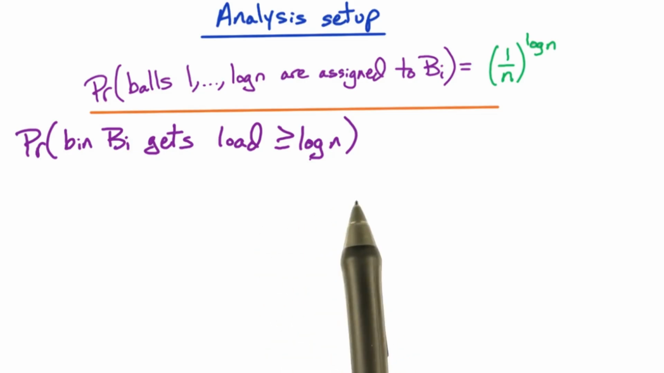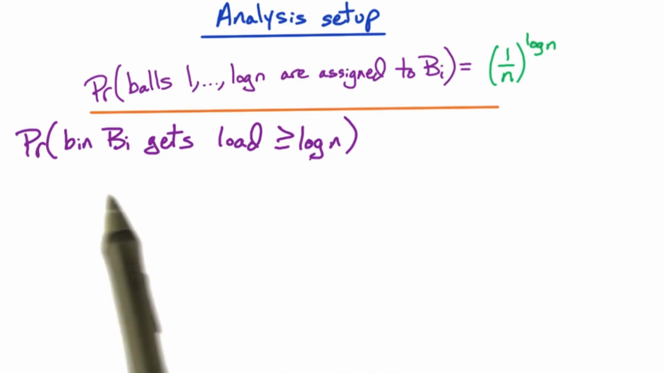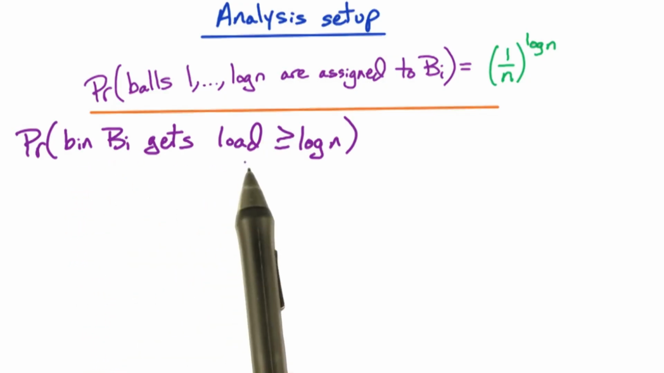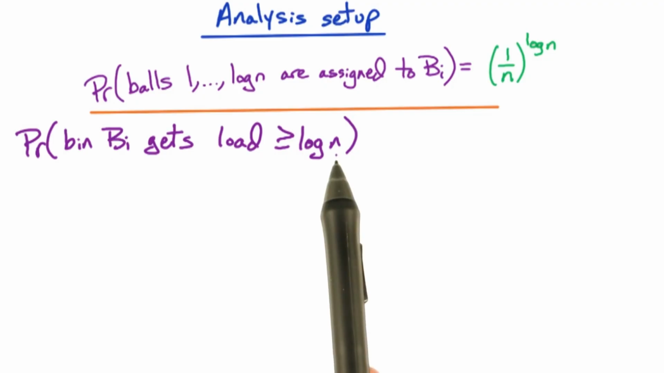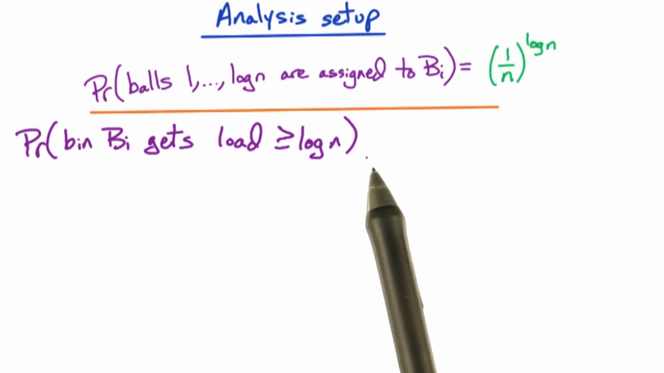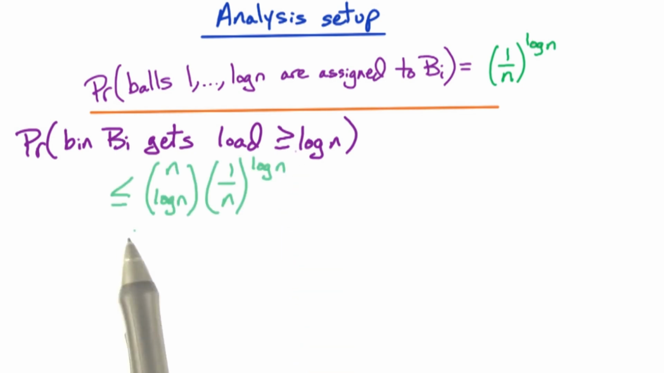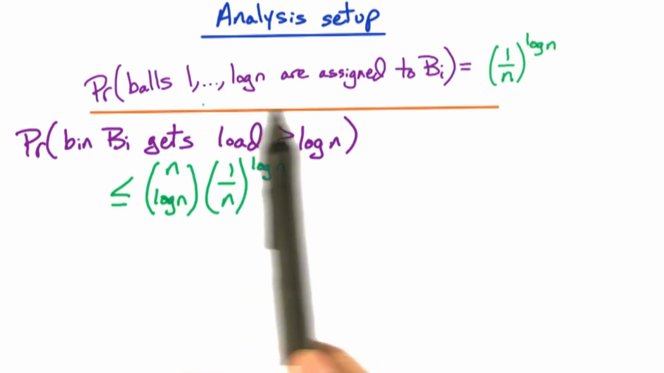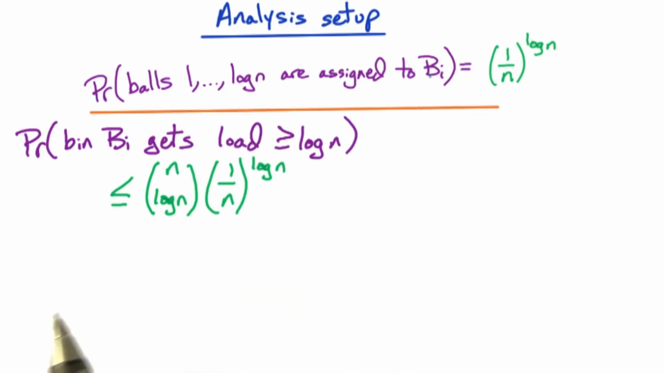But in order to prove that the max load is at most log n, we want to show that the probability that a particular bin, Bi, gets load greater than log n is small, and we want to upper bound that probability. It's unlikely to get load at least log n. In order for a bin, Bi, to get load at least log n, a particular set of log n balls have to get assigned to bin Bi.